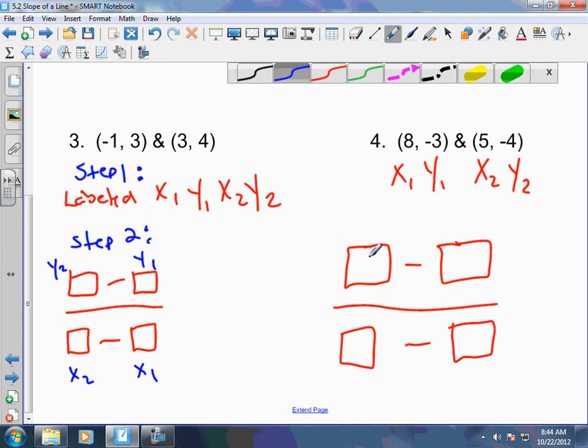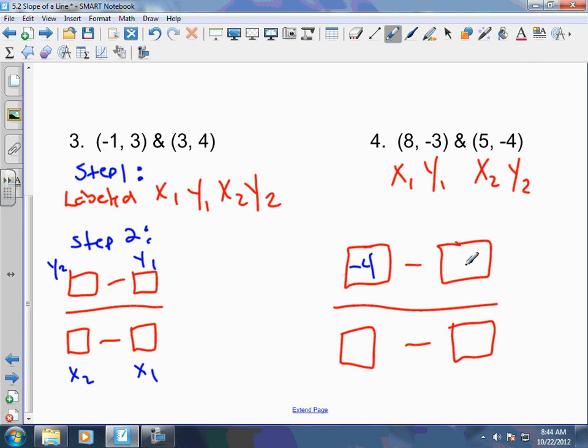y2, what number goes here, kids? Everybody nice and loud. What number goes here? -3. We don't have to go on break. We can just sit here and identify x and y's. What number goes here, kids? 5. It's x2. And what number goes here? 8.